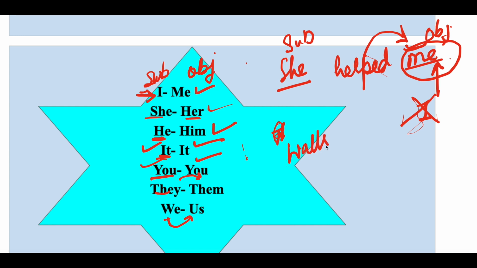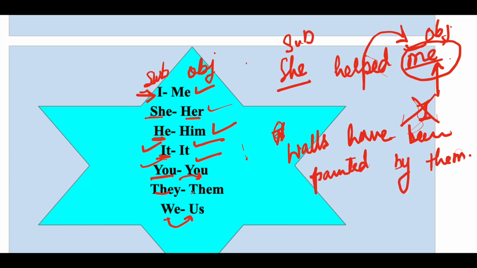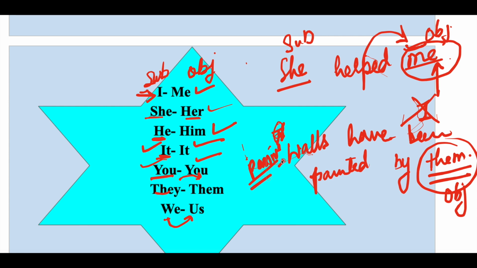Okay, walls have been painted by them. So here walls have been painted by them. So what is them? Them is the object, and that's why here this is an objective case. Now this sentence is in passive voice. Here the doer acts as an object. And what is the subject here? Here the object actually becomes the subject. This walls is the subject.